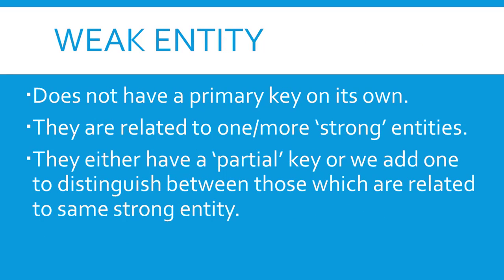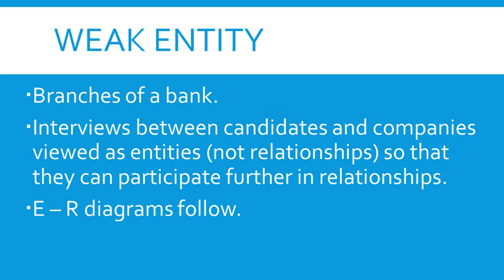Now we will go to the next concept, the weak entities. A weak entity doesn't have a primary key on its own. They are related to one or more strong entities. They either have a partial key, or we add one to distinguish between those which are related to the same strong entity. An example of a weak entity is a branch of a bank. Interviews between candidates and companies can be viewed as entities, so that they can participate further in relationships. ER diagram follows.